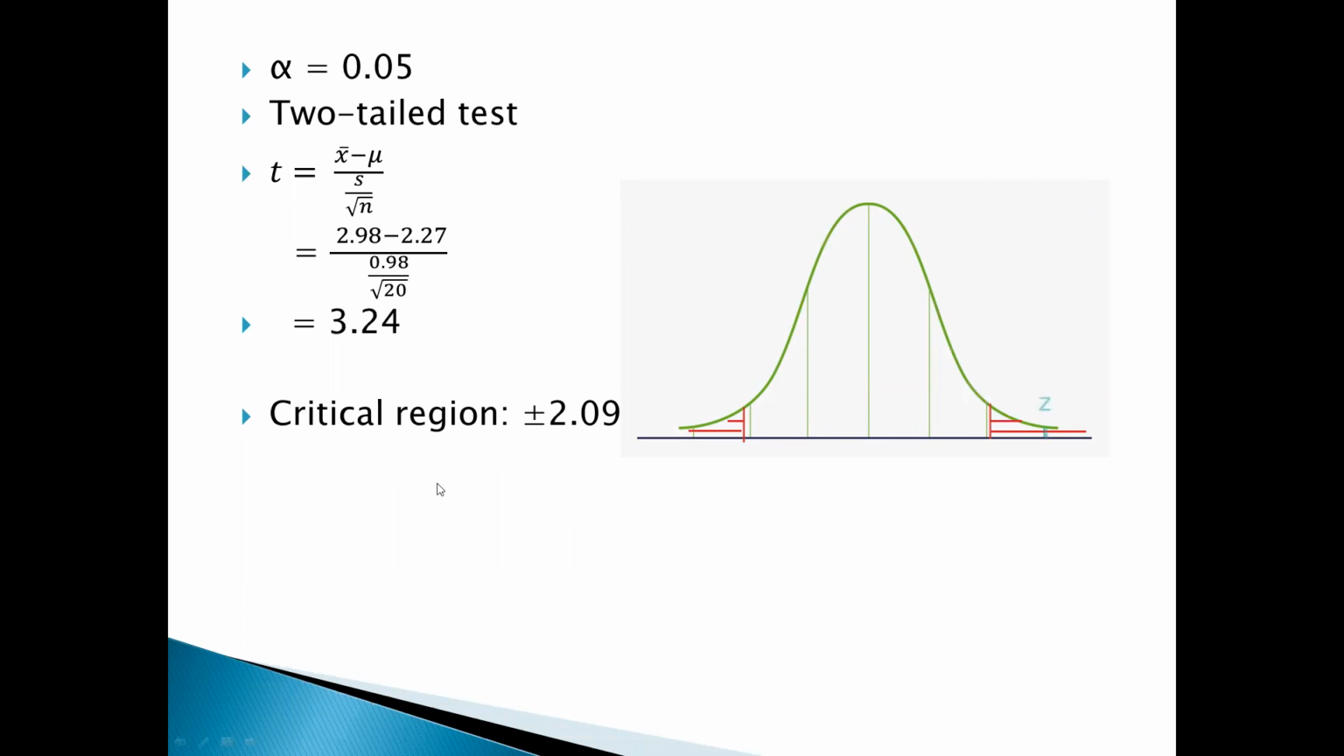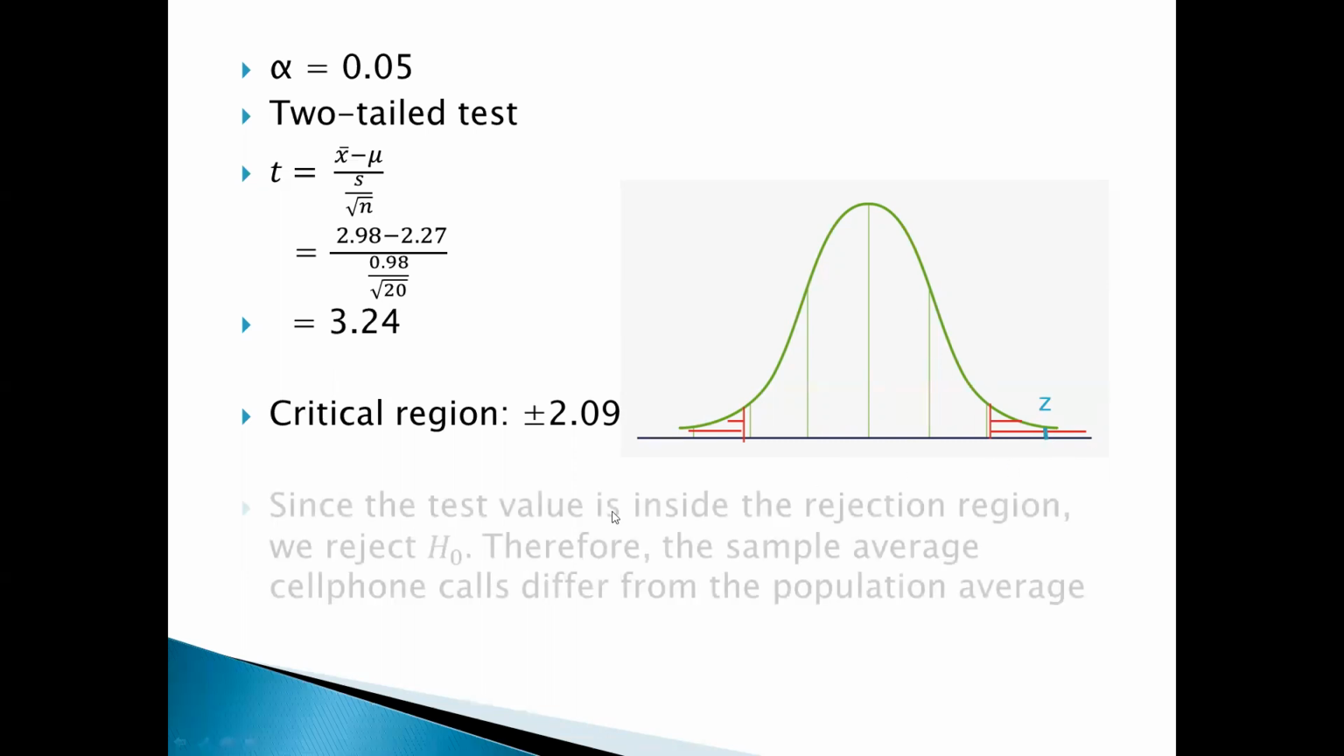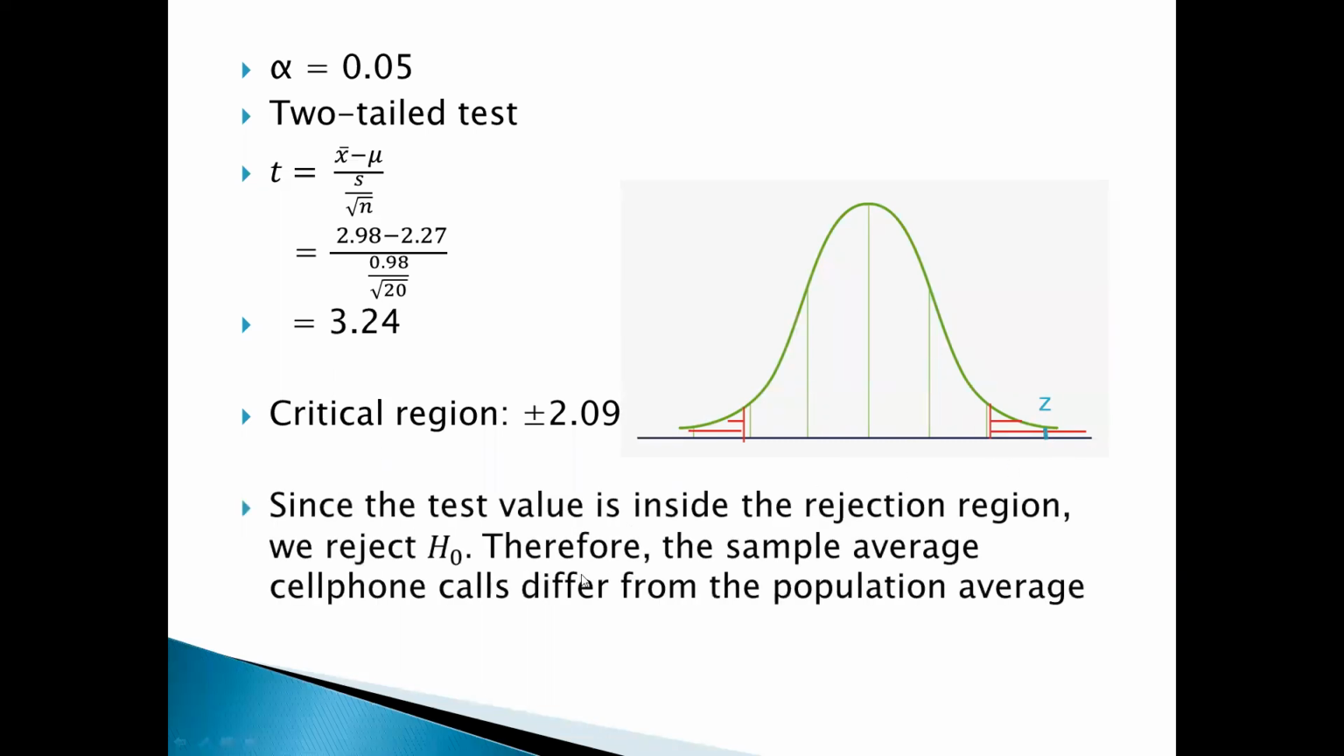Okay, then we plot the t-test value, which should be t, 3.24. So again, it's towards the end part of the graph. Since the test value is inside the rejection region, we reject H0. Therefore, the sample average cell phone calls differ from the population average. So there is a significant difference between 2.98 and 2.27.